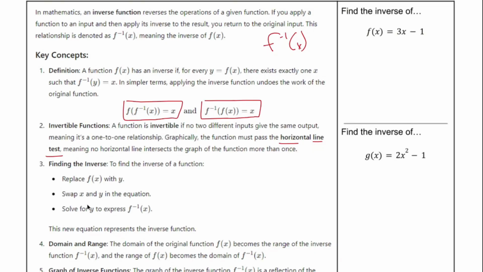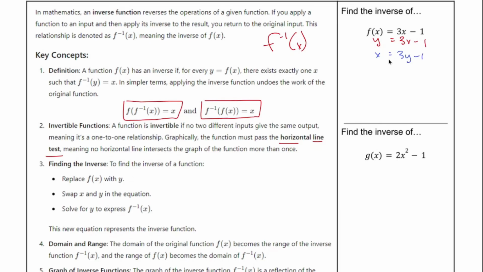Now, how do we find the inverse? Let's find the inverse for both of these following these instructions, and then we'll deal with 4 and 5, and leave some space where we can answer 4 and 5 if that's what it takes. If I have f of x equals 3x minus 1, step number 1 is you replace f of x with y so that it looks cleaner. Then you swap x and y in the equation, so that's going to look like x equals 3y minus 1.